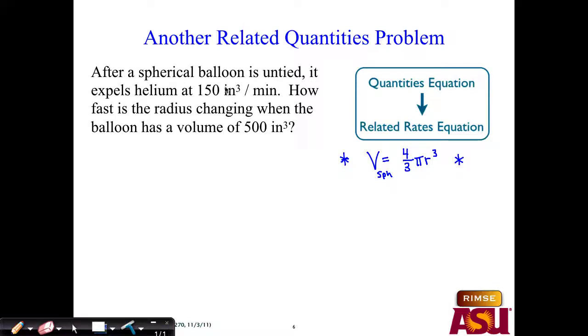So take a minute, see if you can figure out what given information we actually have, values of what sorts of expressions. That 150 cubic inches per minute and the 500 cubic inches, what are those? What are we trying to find? Variable-wise, what is the thing, the expression or the rate or the length that we're trying to determine? And see if you can get started on that. This one's a little messier than the last one.